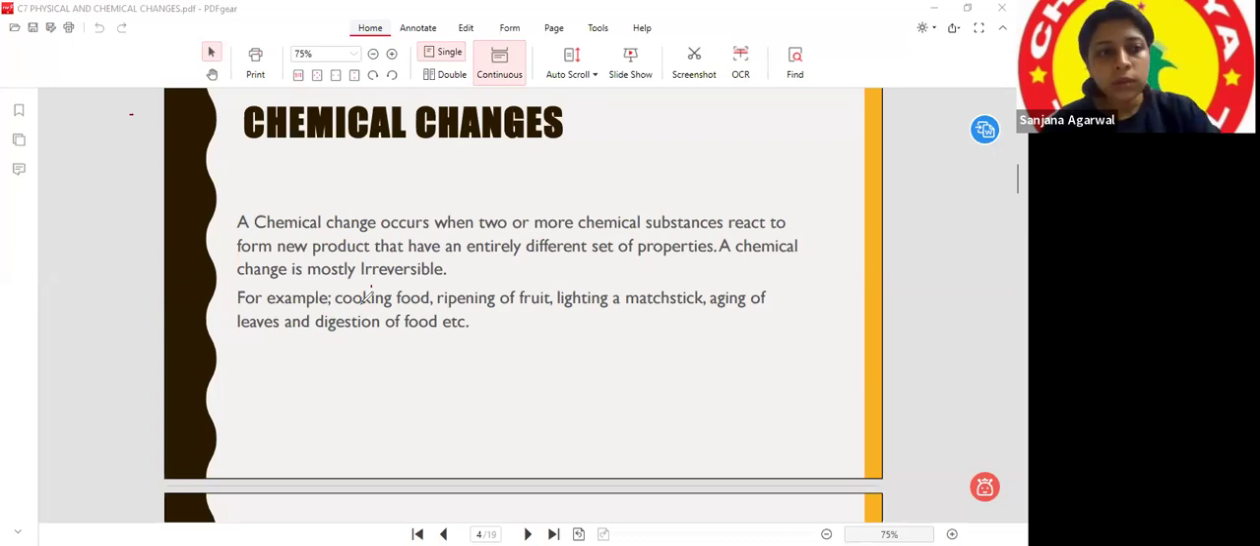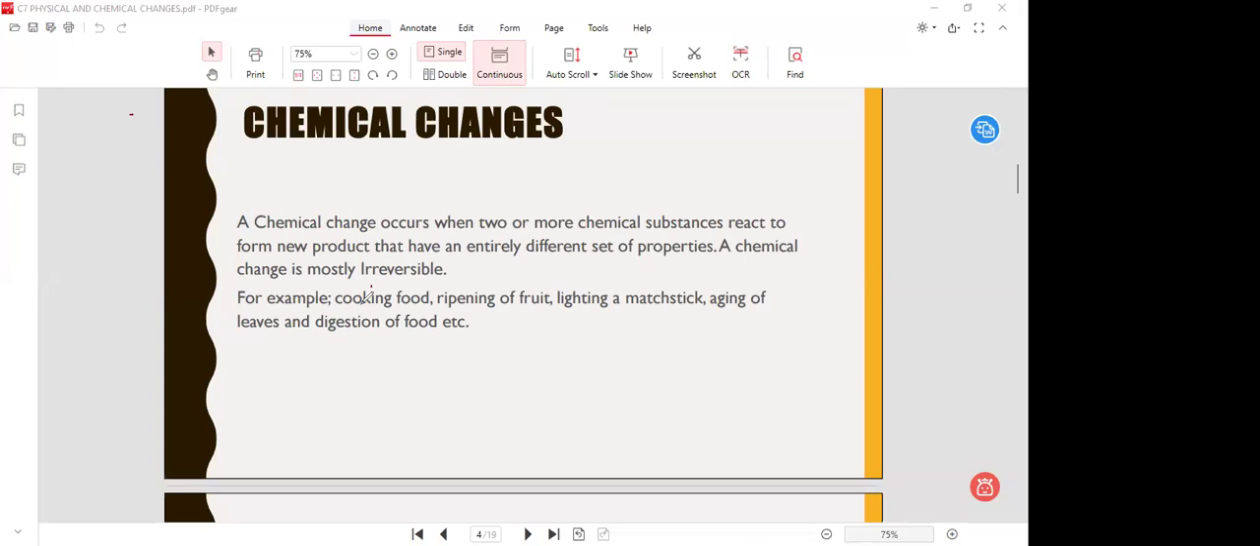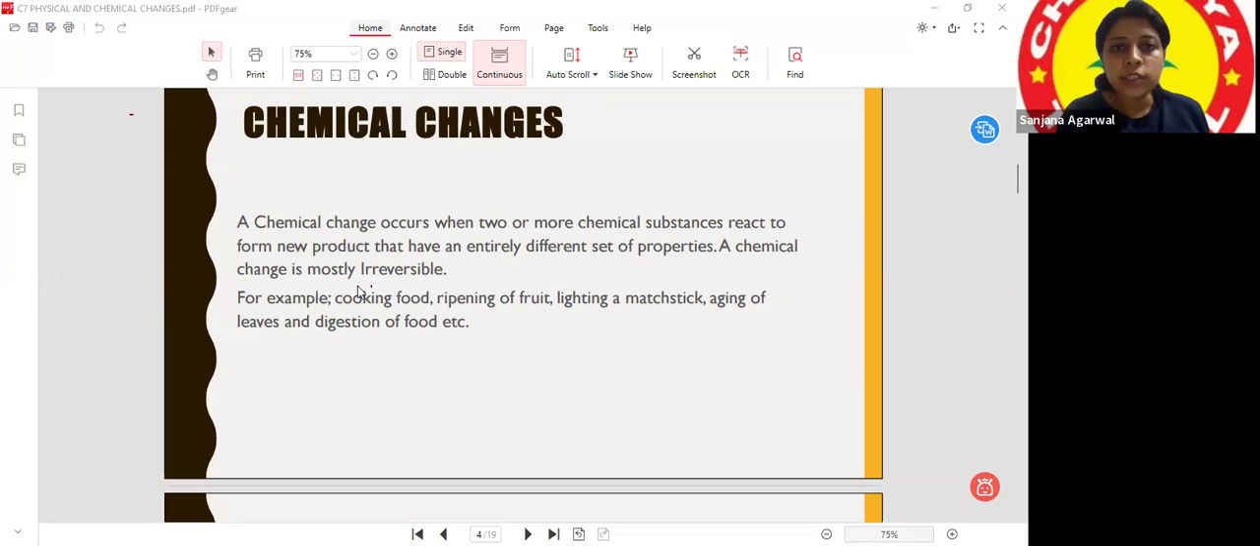Noted? Ma'am, they have no effect on chemical bonds of a molecule of a substance. Now write in chemical: chemical changes have a direct effect on the chemical bonds of molecules in a substance. Ma'am, can you repeat? Chemical changes have a direct effect on the chemical bonds of molecules in a substance.